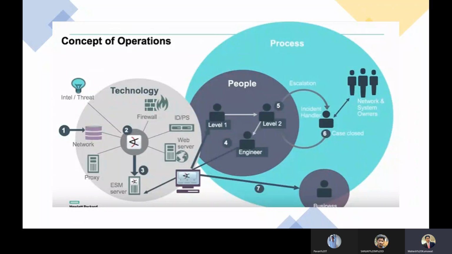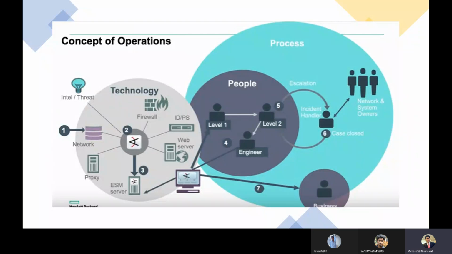Then number 2 is people. Who is going to work on what? In ArcSight, the alerts will be coming. The level 1 team is going to work on them, and if the level 1 team cannot resolve it, they send the ticket to the level 2 team. The level 2 team is going to work on it, and they will send an engineer at the same time.